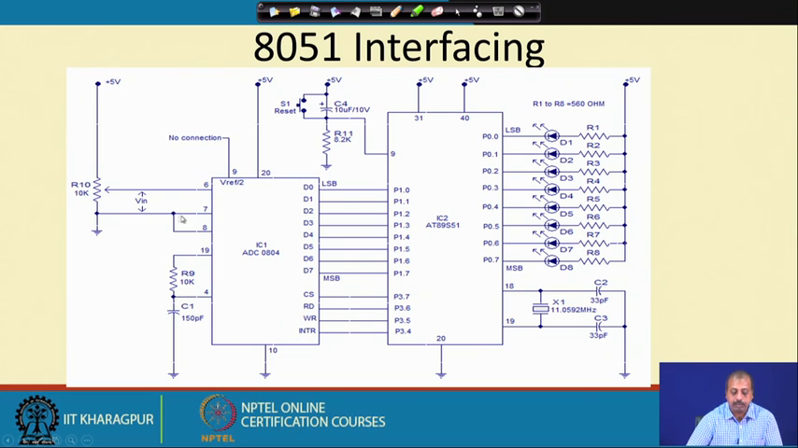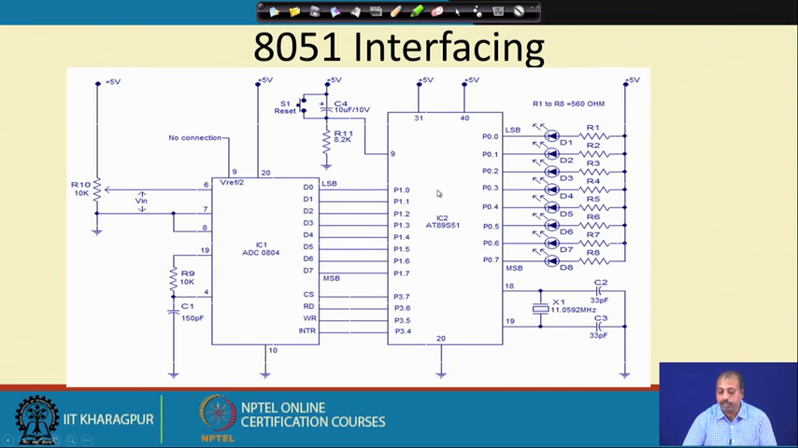Then this V in minus and the analog ground are shorted, and we have to connect a resistance and a capacitor here. This is required for the clock generation circuitry, so internally it will generate the clock. So, the Vref by 2 is not connected and the supply voltage is 5 volt. So, that is the side we have got for this 0804 ADC.